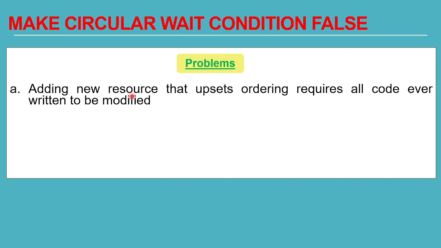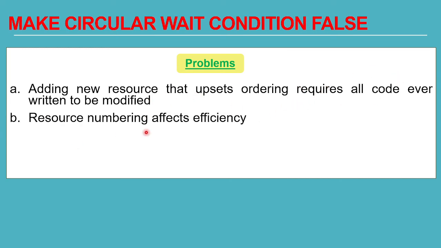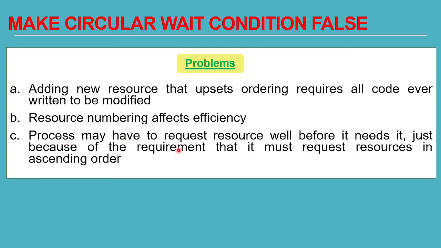If you add any new resource that upsets the ordering, you need to write the whole code again. So resource numbering affects efficiency. Your system won't work properly because of the numbering system you have used for your resources. Also, a process may have to request resources well before it needs them. All processes have to request resources like CPU, printer, and RAM first, before even using them, just because of the requirement that they must request resources in ascending order. So these are the problems of making the circular wait condition false.